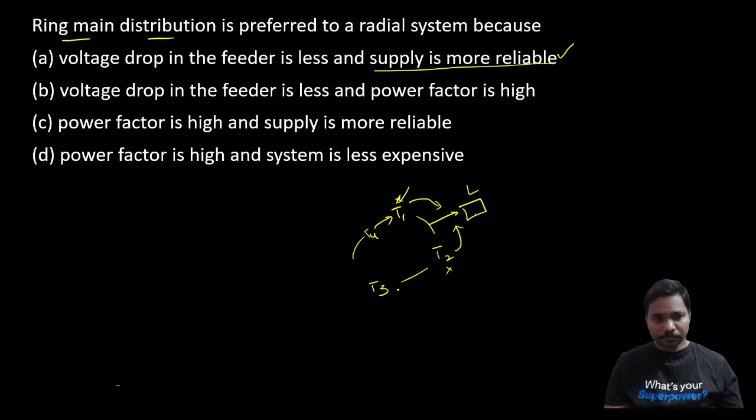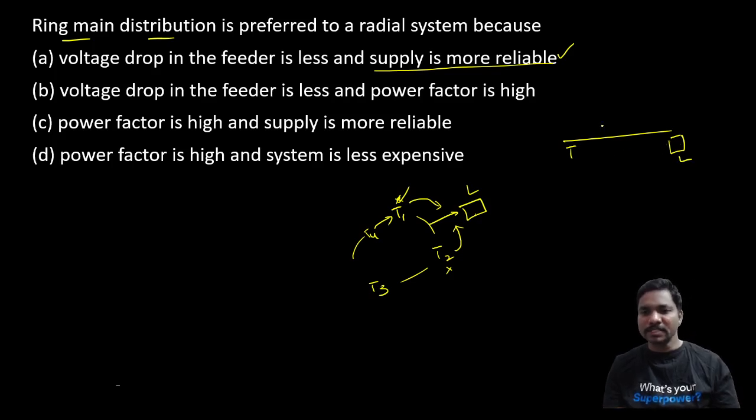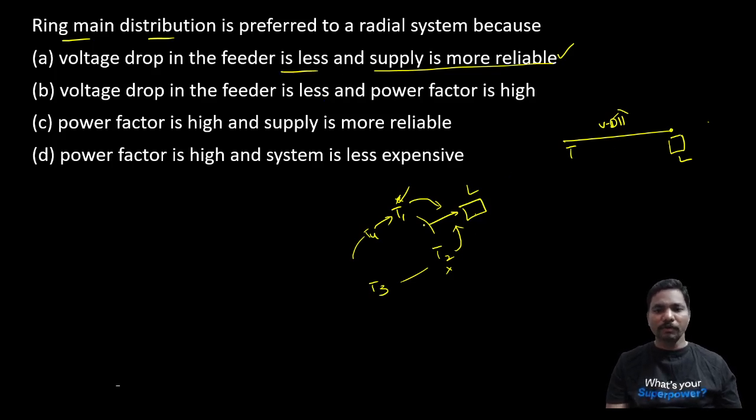And what about the voltage drops? For example, consider a system where we have a transformer here and the load is here. If there is a lot of distance, then the voltage drop will be more. So to reduce that voltage drop, if we have another transformer very near to this house, then we can reduce the voltage drop. So the voltage drop in the feeder is less whenever we go with this ring system. So voltage drop is less and supply is more reliable.